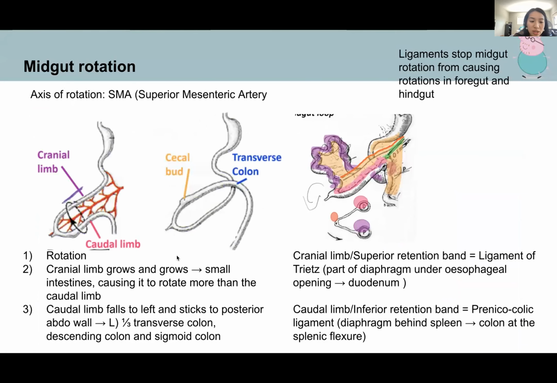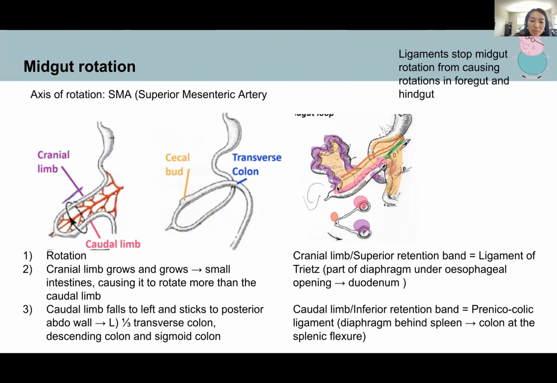Midgut rotation. Cool. So we're down to the midgut now. Basically, we started with a cranial limb and then a caudal limb. And this is the SMA, the superior mesenteric artery, and this SMA acts as the axis. So it rotates around the SMA. As it rotates, this bottom limb goes up and goes to the top. You think this cecal bud is where the cecum is. That's basically the transition point between the small and the large intestines, right? So use this as a way to orient yourself. So you twist it and then the little cecum is over here, right?